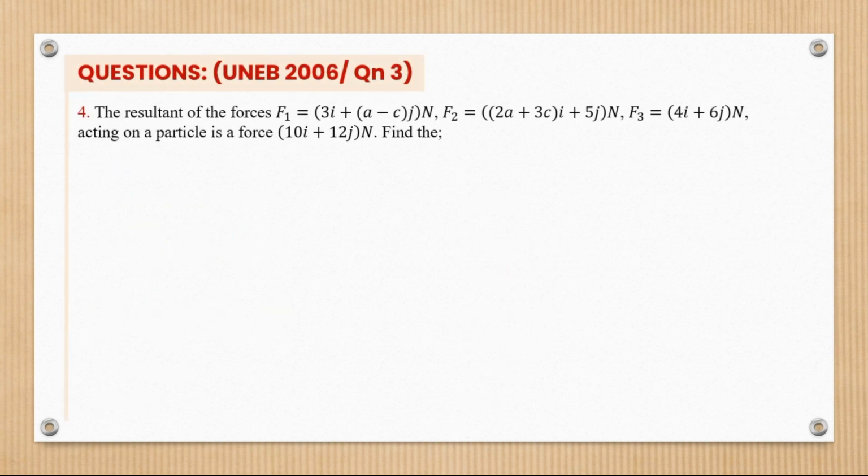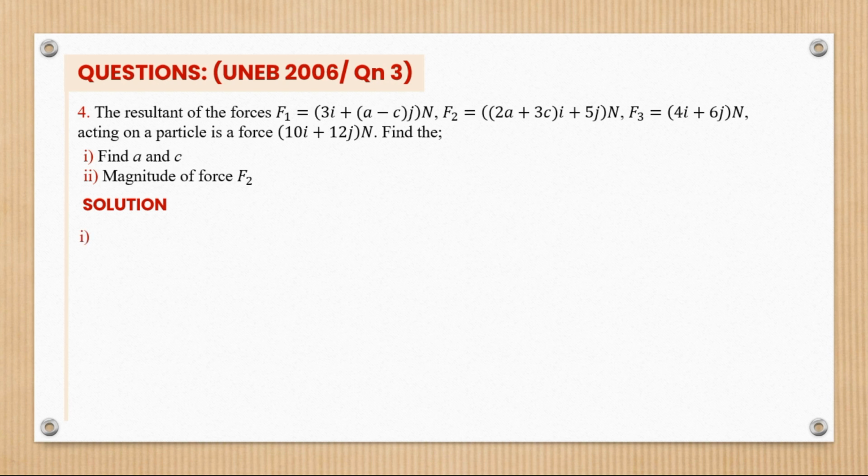So next is a question from UNEB 2006, question number 3. We're being told that the resultant of the forces F1 equal to 3i plus (a minus c)j newtons, F2 equal to (2a plus 3c)i plus 5j newtons, and F3 equal to 4i plus 6j newtons acting on a particle is the force 10i plus 12j newtons. In part 1 we're told to find a and c, and in part 2 to find the magnitude of the force F2.